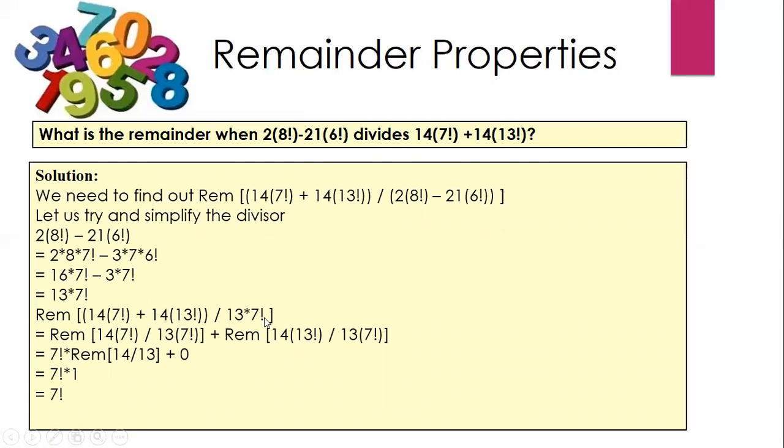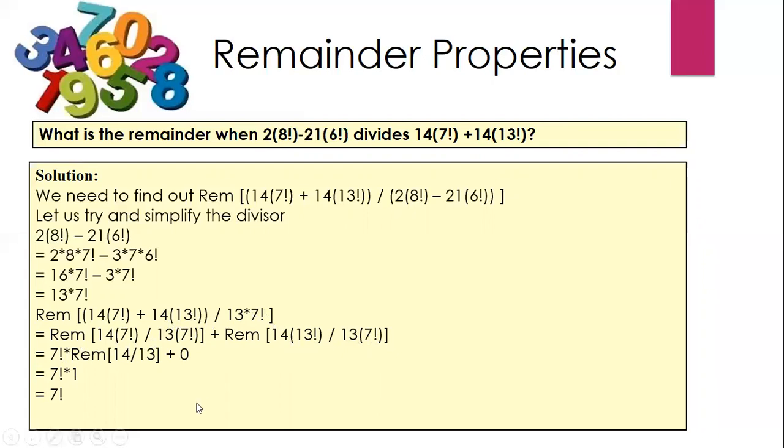We want to find out the remainder. Since addition is there, we can separate it. Remainder of 14 into 7 factorial when divided by 13 into 7 factorial, plus remainder of 14 into 13 factorial divided by 13 into 7 factorial. So 14 into 13 factorial. 13 factorial means 13 into 12 into 11 into 10 and so on till 1, right?